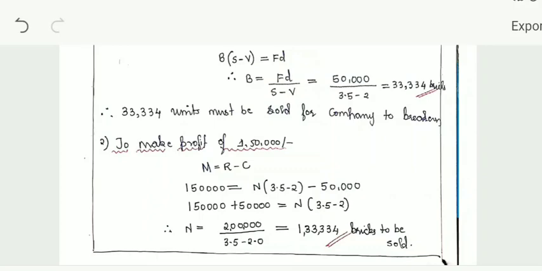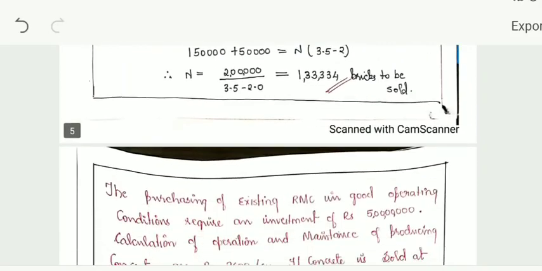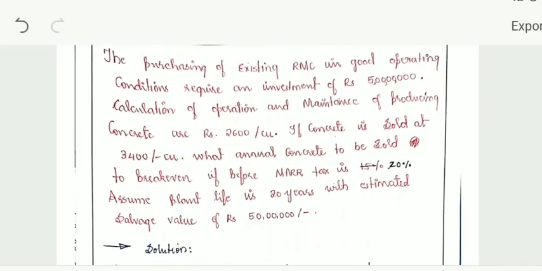Now, to make a profit of a certain amount, how many bricks must be sold is your next question. Therefore we know the profit will be equal to total revenue minus the total cost, and in total cost we consider fixed cost plus the variable cost. Thus the number to be sold is 1,33,334 bricks, to make a profit of 1,50,000. Both the numericals were the same. Now we'll see one more numerical which is slightly different.